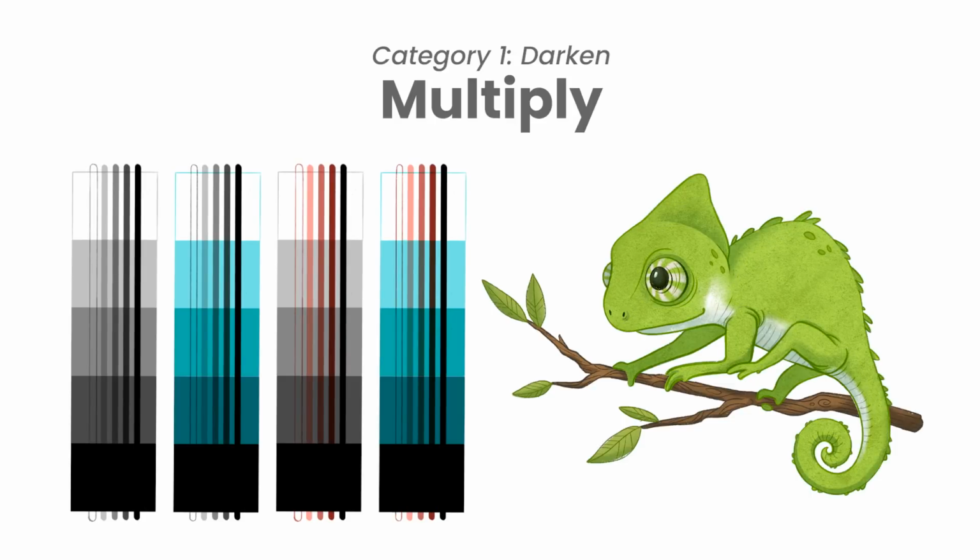First up, multiply. So if we talk about the definition of what multiply does, basically, it's exactly what the name says. It multiplies the luminosity of the base and the blend, creating a darker result. Now, translation to normal English, it's just going to blend both colors and make them darker. That means multiply is really great for shadows because you can paint your shadows on a separate layer and then apply the blending mode on that layer, and whatever color you are using is going to become darker.